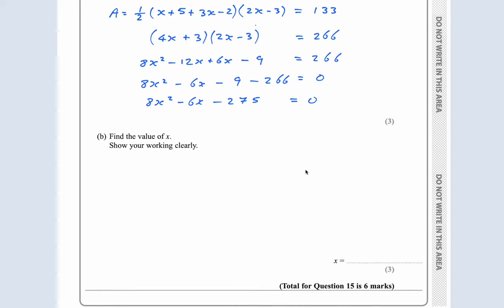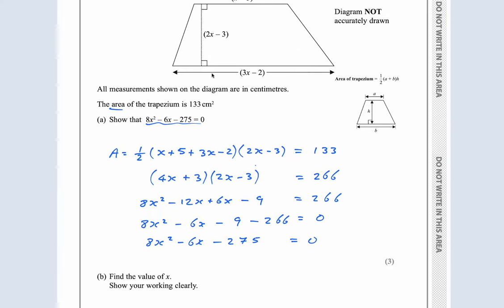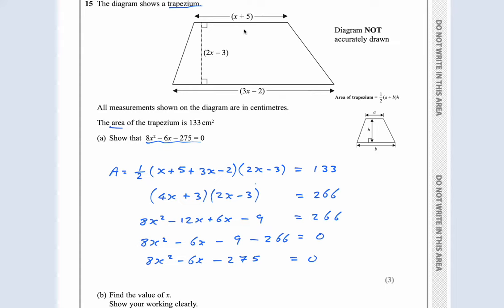Okay, 3 marks. Then it says, find the value of x, show your working clearly, right? So x is a value here, but I'm just trying to figure out, is it going to be positive or negative? So it has to be positive because it's a length. It can't be negative, guys, sorry, because if it was a negative value, then this length would be negative, which doesn't make any sense. So it has to be positive.